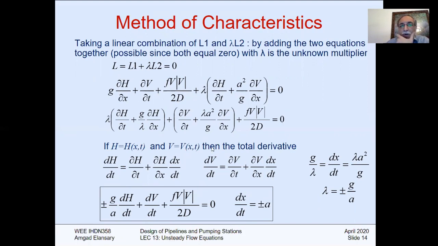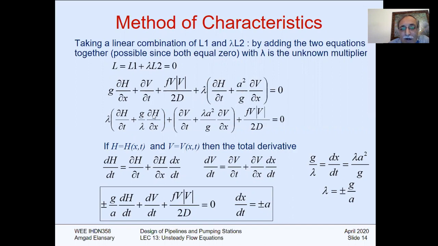I'm going to arrange here. I'm going to take all the h terms together, all the v terms together, and keep the friction factor alone. Again, this is just arrangement. If you look at that, I have partial h by partial t, plus g over lambda times partial h by partial x. Again, partial v by partial t, plus lambda a squared over g times partial v by partial x.